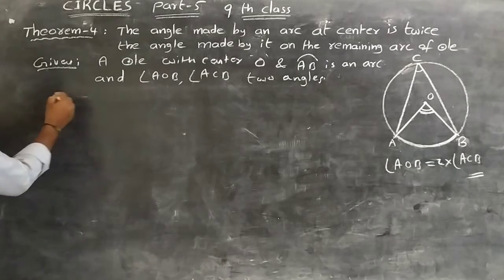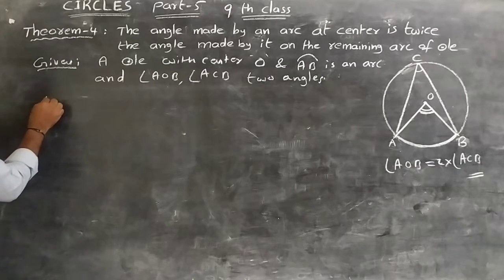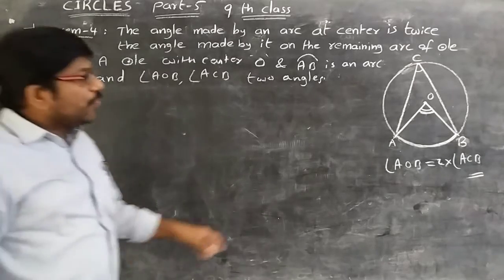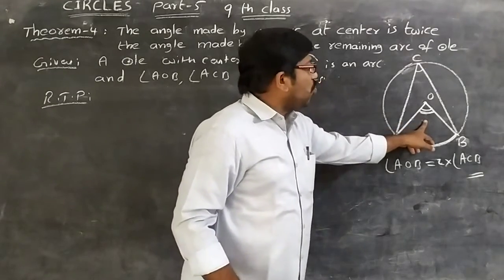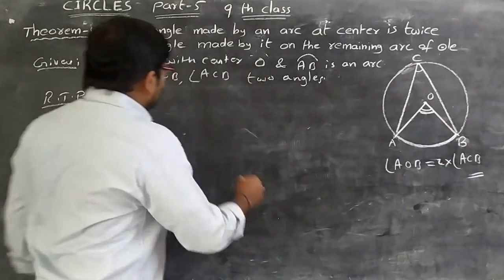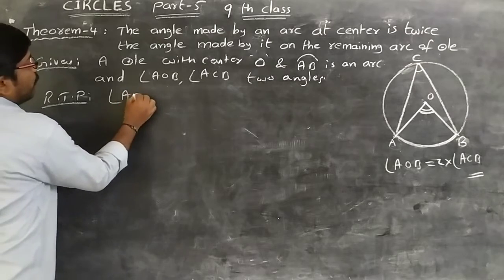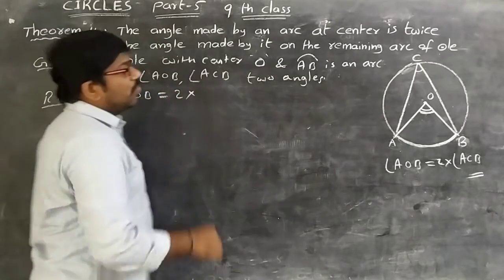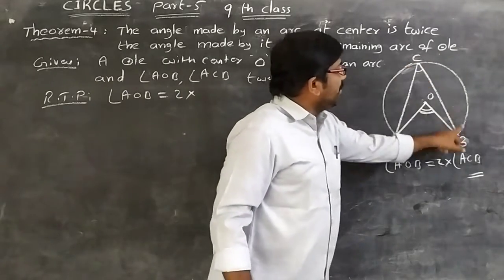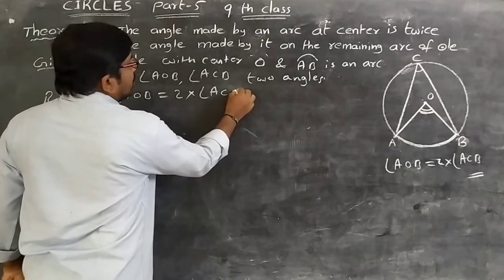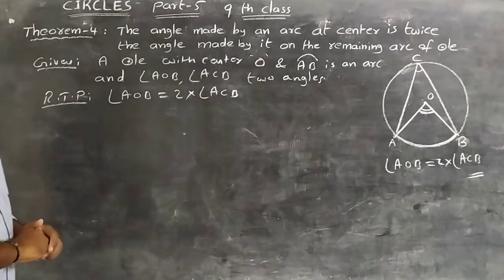Next, what is required to prove (RTP)? This angle is twice this angle. That means angle AOB is equal to 2 times angle ACB. So that is required to prove.